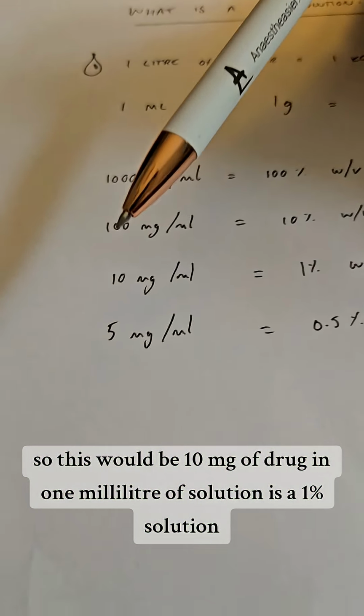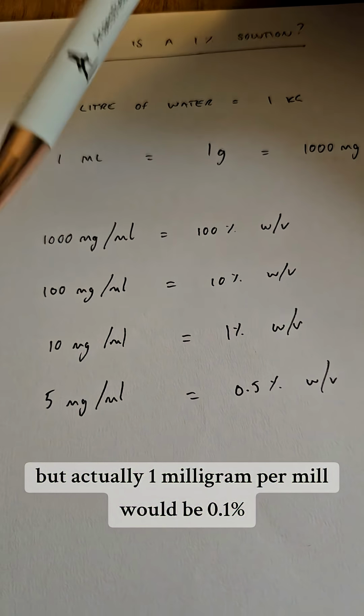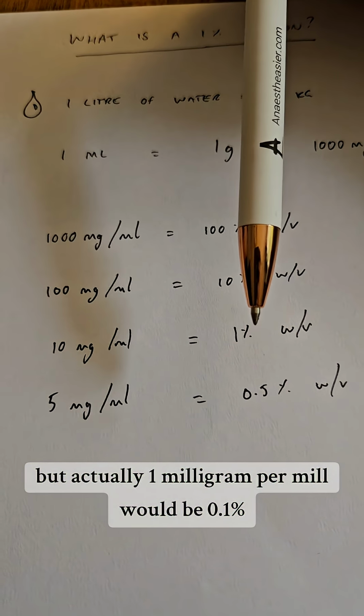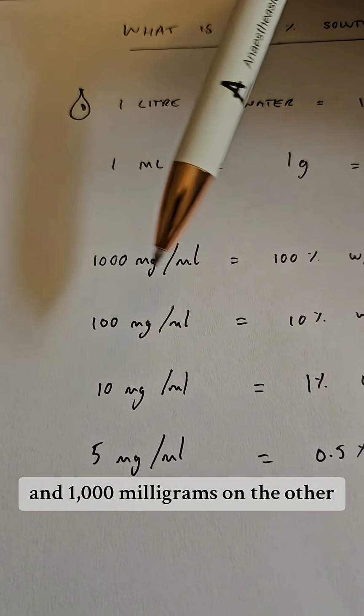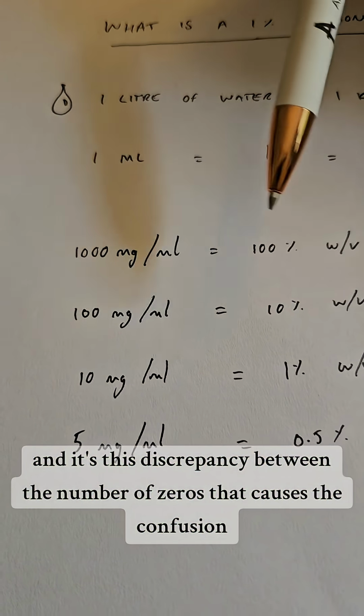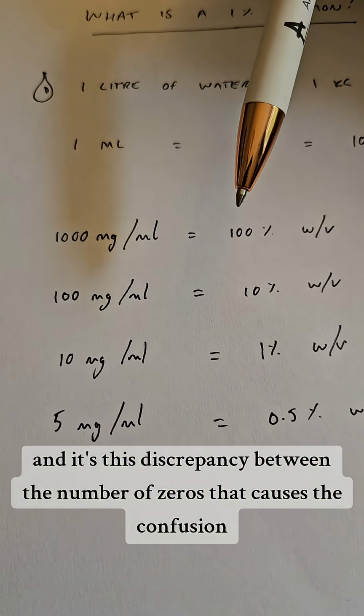The reason the confusion often occurs is people intuitively think that 1 milligram per mil would be 1%, but actually 1 milligram per mil would be 0.1%, because you have 100% on one side of the equation and 1,000 milligrams on the other. And it's this discrepancy between the number of zeros that causes the confusion.